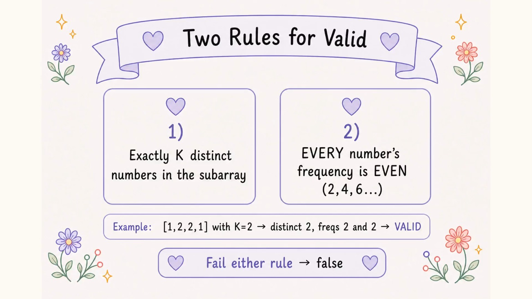Rule 1. It contains exactly k distinct numbers. Rule 2. Every number's frequency is even: 2, 4, 6, and so on. Example, 1, 2, 2, 1 with k equals 2 has two distinct values, and each appears twice. That is valid. If either rule fails, the answer is false.